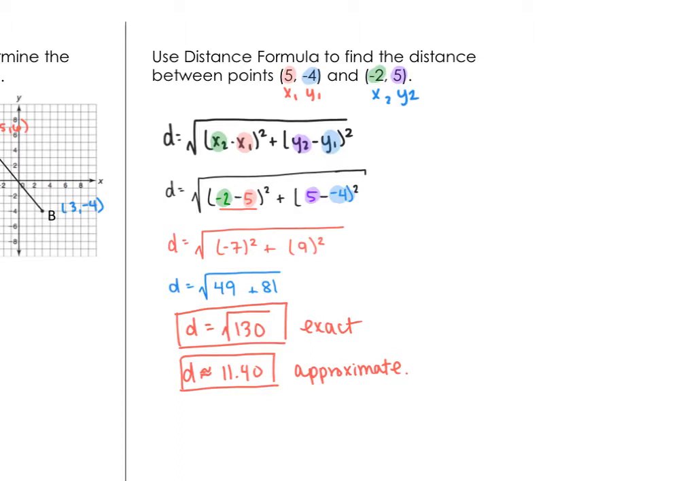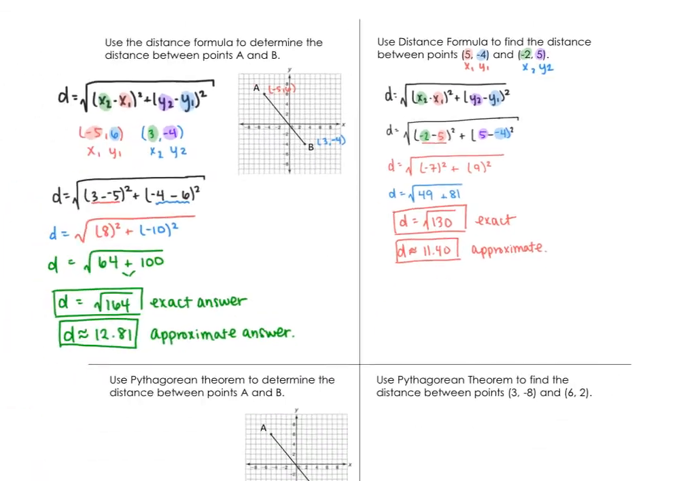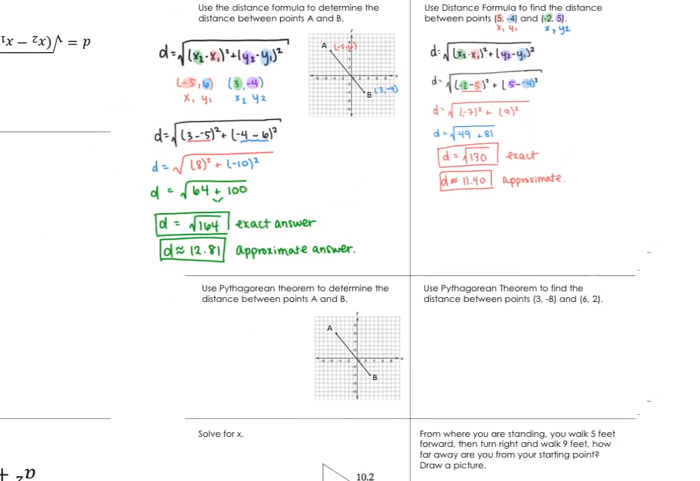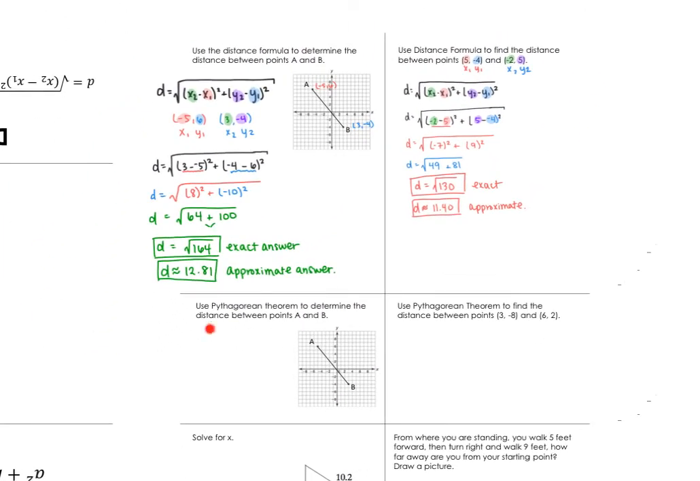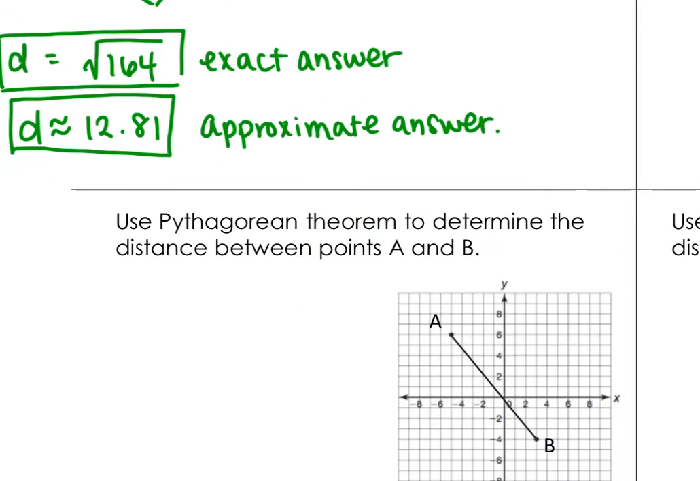There's another way you could find the distance between 2 points, and that's Pythagorean theorem. This problem right here is identical to this problem, so I'm just going to show you a different way of doing it. For Pythagorean theorem, you need a right triangle. Pythagorean theorem is a squared plus b squared equals c squared. These are the legs, and this is the hypotenuse, which we're going to highlight in yellow.